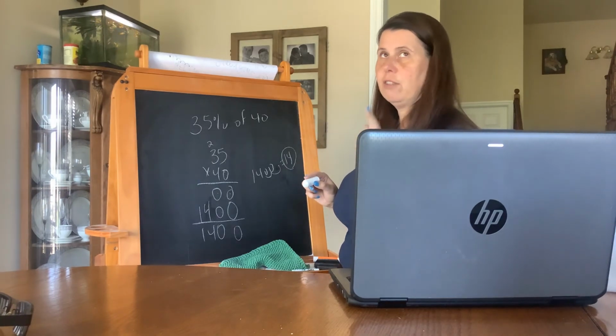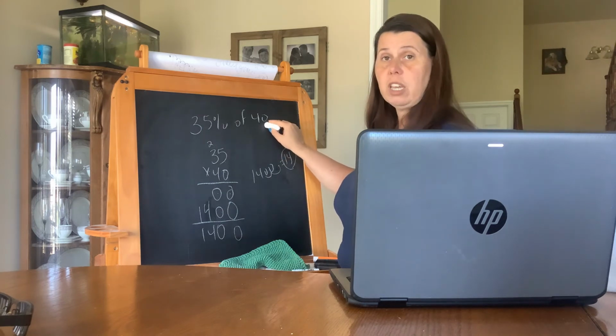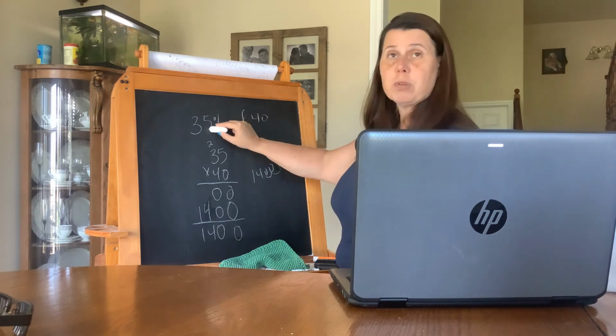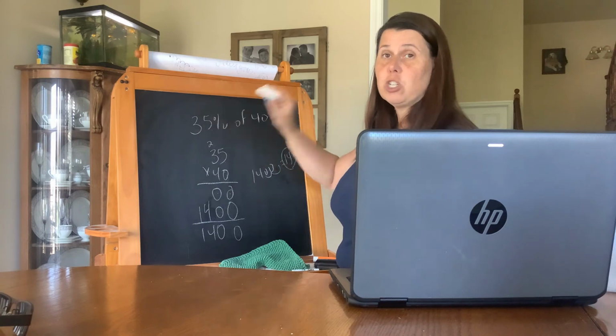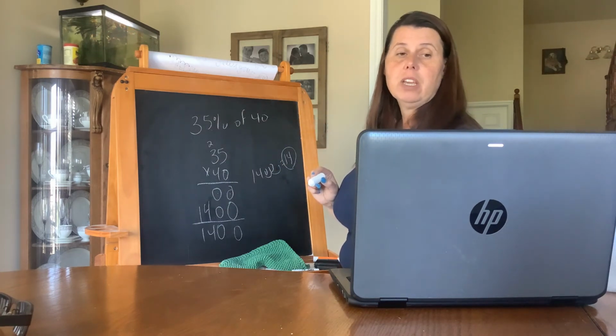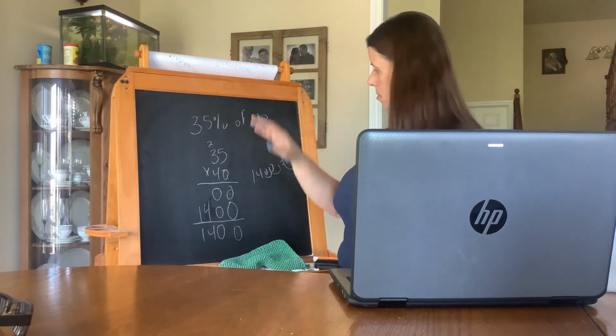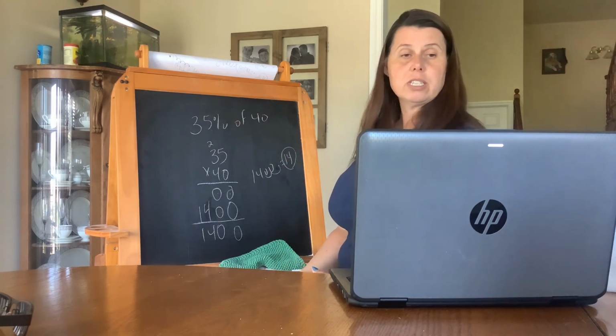Okay, let's do the half check. 50% of 40 would be 20. 35% is less than 50%, so it should be less than 20. Our number should be less than 20. It is. Okay, so that's Sadie's method, right? I wish I'd not used my whole board to do that now that I see what's next.